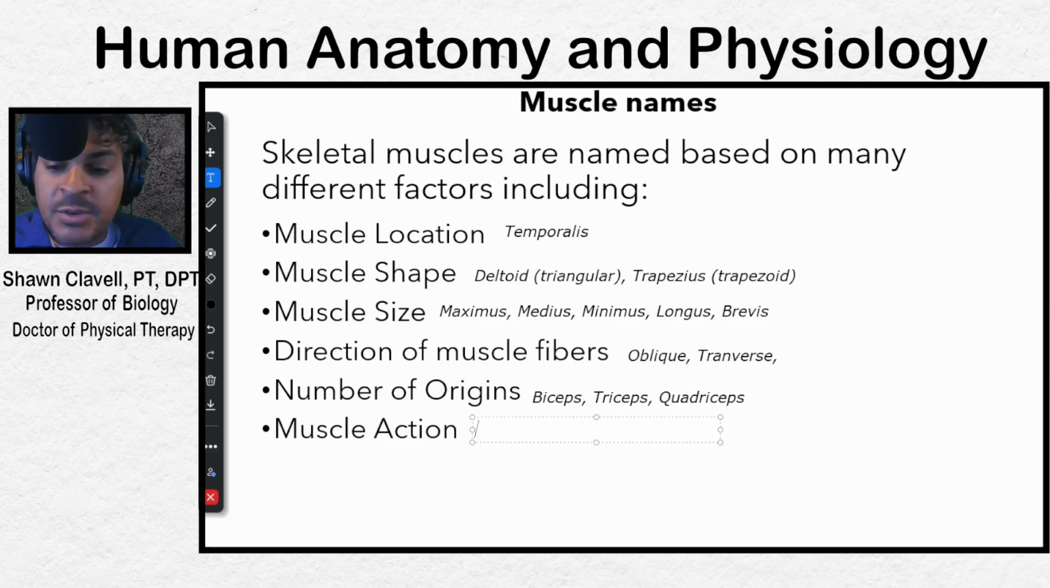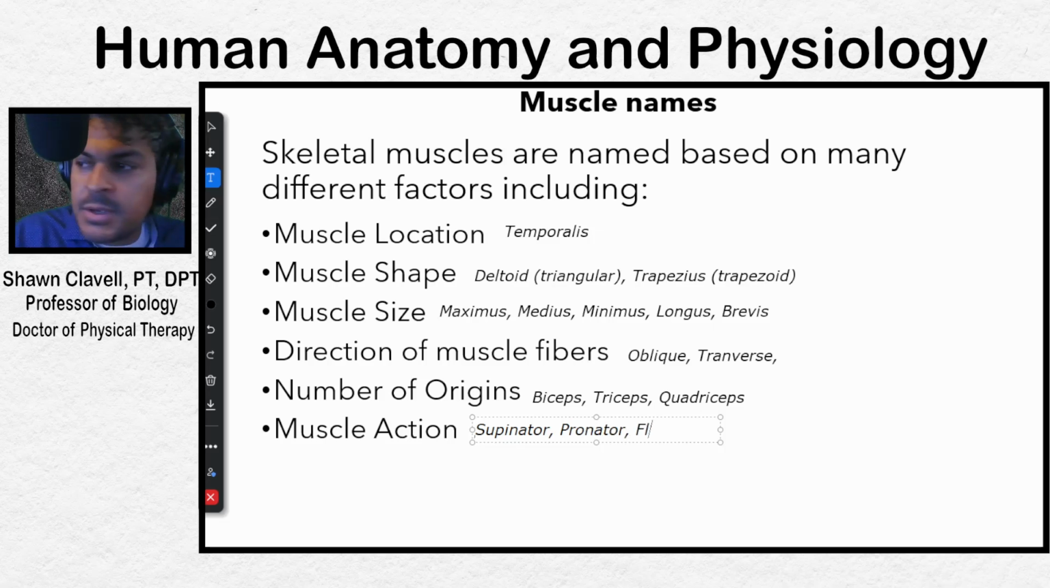And then finally, in terms of the muscle action, we think of muscles like supinator, pronator, flexor, extensor, and let's say adductors. You've got your adductors as well.